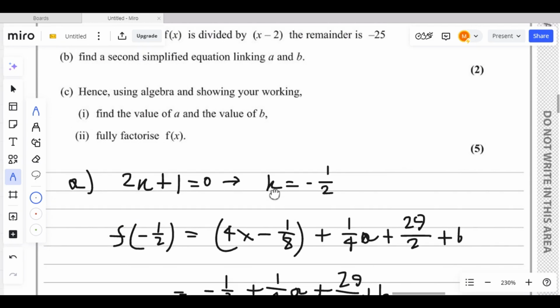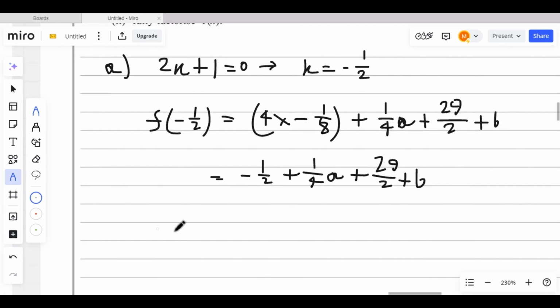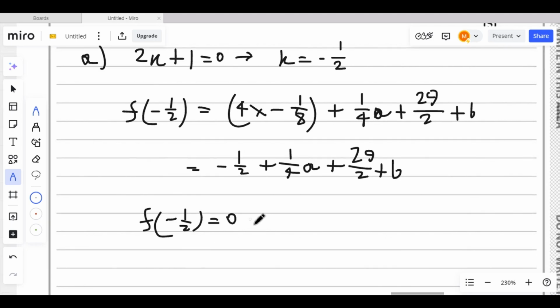Okay, so since x equals negative half is a root of the function f of x, we can write f of negative half equals what? 0. So just put the values. What we got: negative half plus 29 over 2, this is 14. So 14 plus 1/4 of a plus b equals 0.